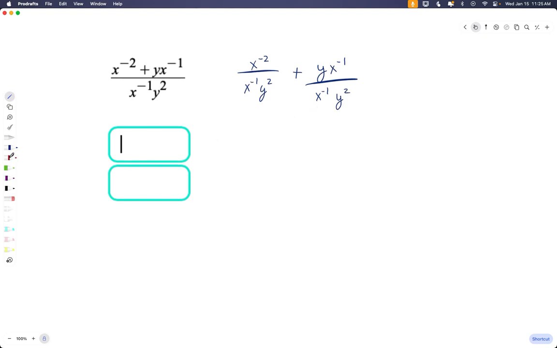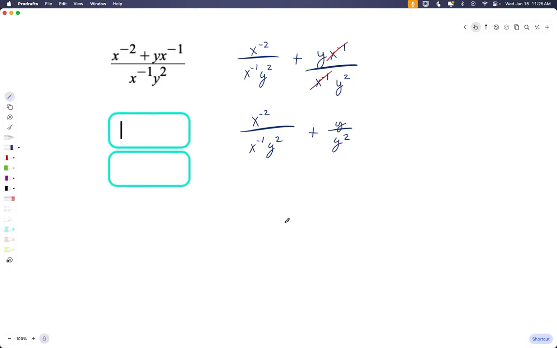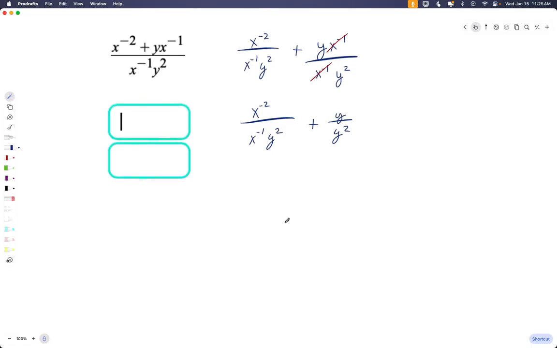So what I see first of all is that we have x to the negative 1, x to the negative 1. They cancel each other out. So we can rewrite that as x to the negative 2 over x to the negative 1 y squared plus y over y squared. So that's everything that's alike. Now let's look and see what we can reduce.